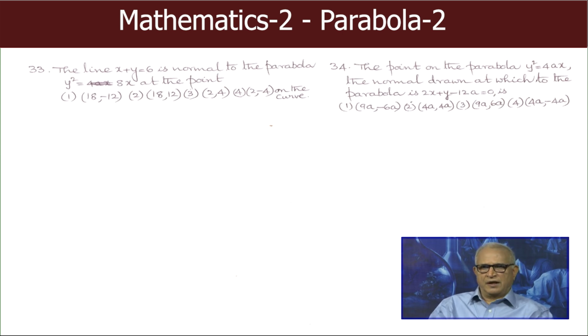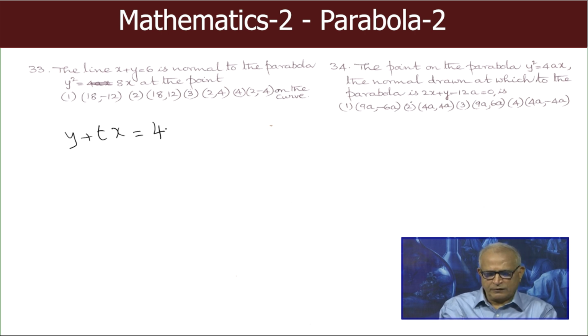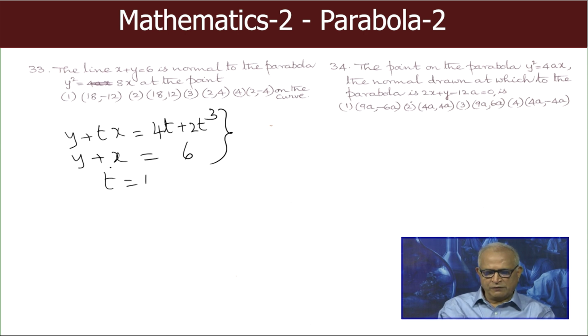Well, you know the equation of the normal: y plus tx is equal to 2at plus at cubed, which here is 4t plus 2t cubed, since a is 2. This is the normal to the parabola y square equal to 8x at the point t on the parabola. See, for what value of t is this the same as the line x plus y equal to 6? When you compare these two, you find t equal to 1. For t equal to 1, 4t plus 2t cubed is 6. So, therefore, this is the normal to the parabola at the point t equal to 1.